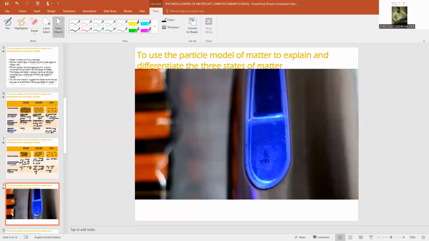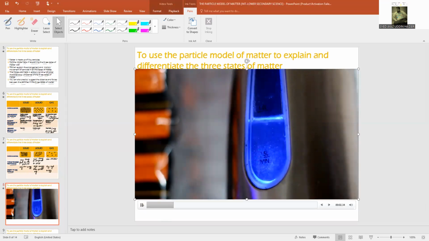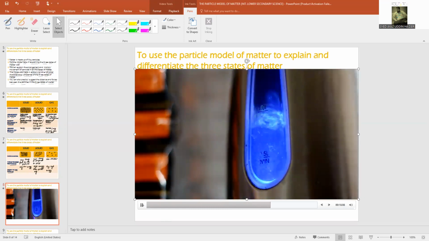Here's a diagram. See what will happen when you heat the liquid. You see the particles, they start moving vigorously because they are gaining kinetic energy. The motion and the speed will continue increasing as the heating continues.